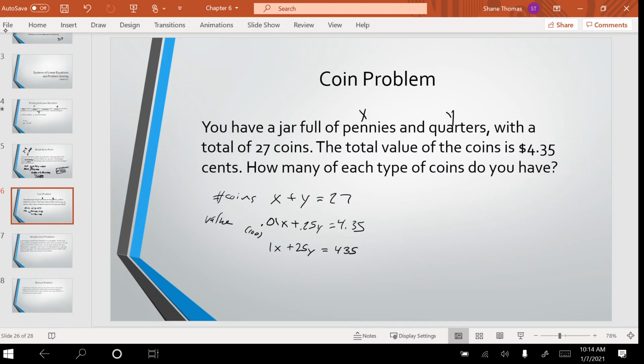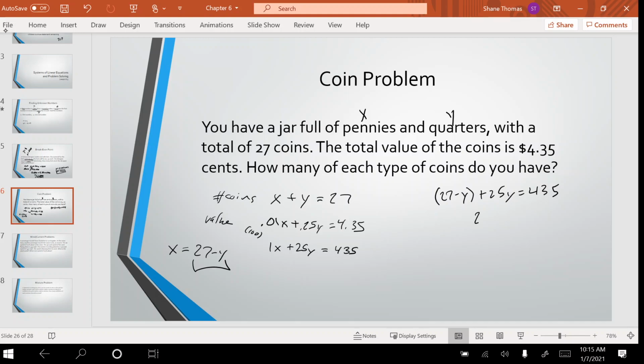All right, so let's go substitution. You guys good with that? Let's run through it substitution-wise. I'm going to take the first equation. I'm going to subtract the y over. So I have 27 minus y. That's going to be my box item. All right, so I'll put that in for x. So I have 27 minus y plus 25y equals 435.